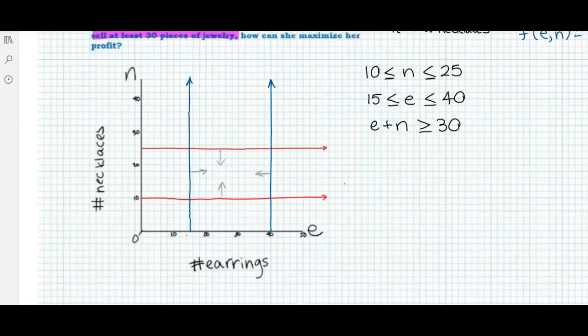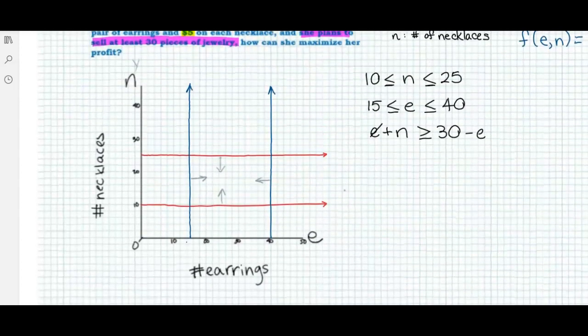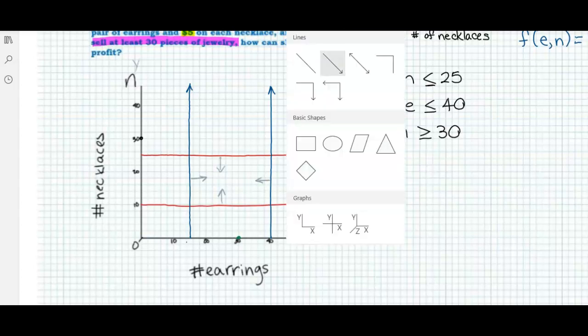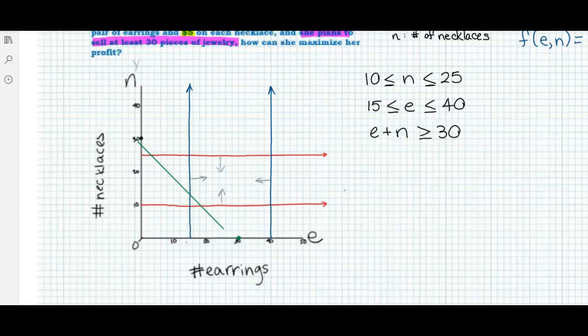I want to get N by itself because that's where my y-axis would normally be. To do that, I'm going to subtract E from both sides. Actually, you know what? Let's back up. Let's not do it that way because we could simply just use our intercepts. When E is 0, when I don't sell any earrings, I would sell 30 necklaces. And when I don't sell any necklaces, 0, E is 30. So I will just connect them right here.